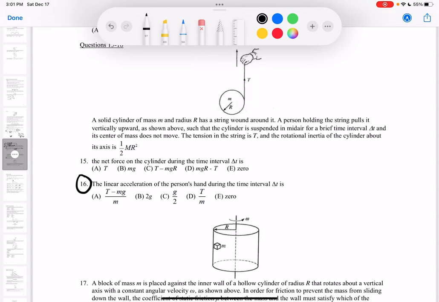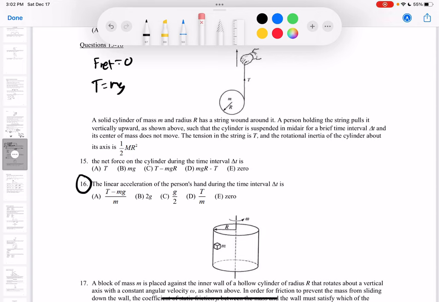It says the linear acceleration. Same idea: if I know the angular acceleration, that will give me the linear acceleration, okay? But I'm going to need to set up both an F net and a torque net. For my F net, as we discussed in 15, we know that's 0, which means tension is equal to mg. The only two forces are tension up and mg down, and since the F net is 0, those two must be equal to each other, okay?